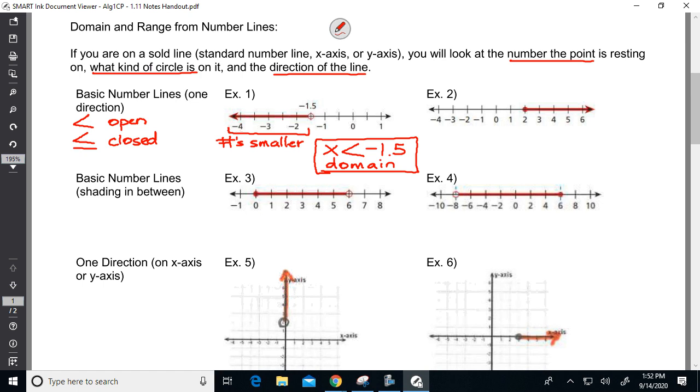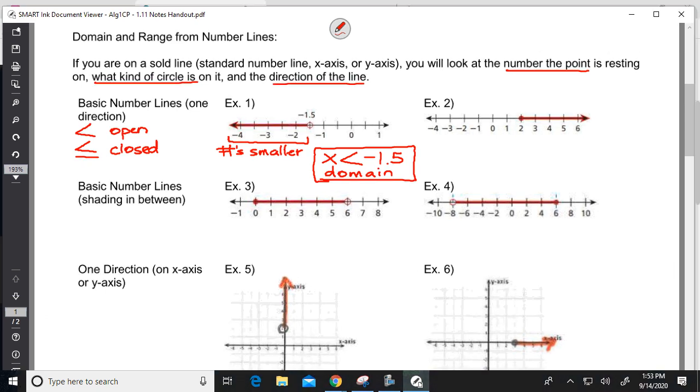So an open circle means you can't include that number. You can't use it. They're giving you a starting point, but you can't use that number. A closed circle means you're starting here and you can use it. Now, what kind of circle it is then dictates what kind of symbol you use.